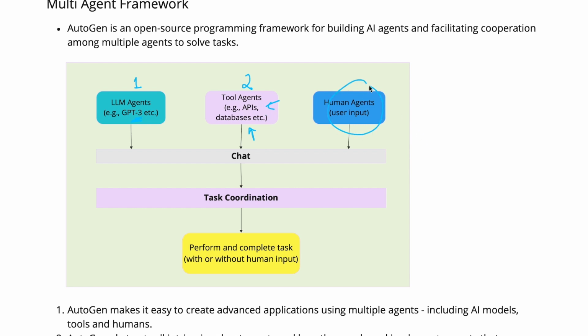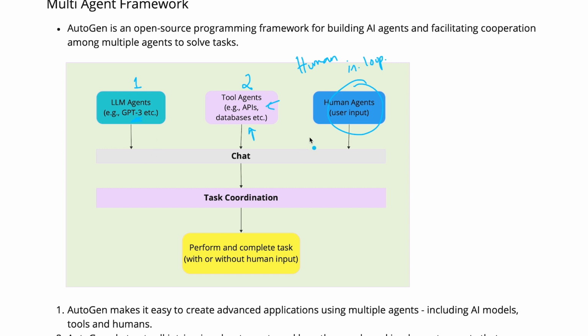The third one here is human agents, the agents which expect human input. Based on the human input, the agent changes the environment dynamically and tries to adapt to whatever input the human is providing in between. So this is like human in the loop. These are broadly three different types of agents that I have listed here.